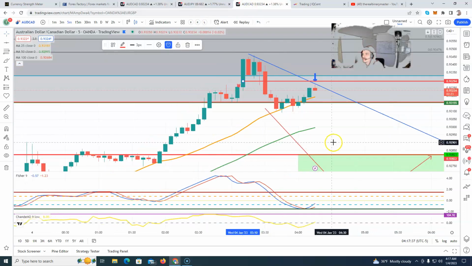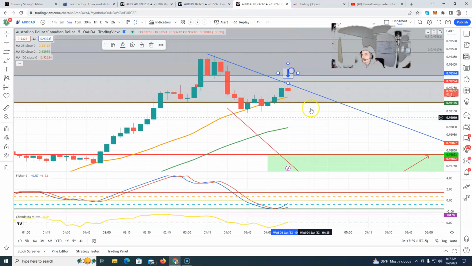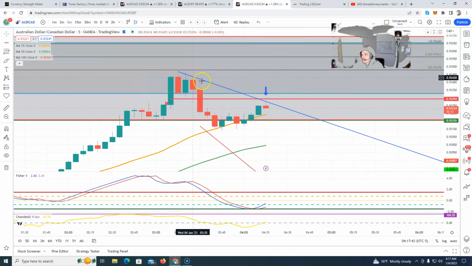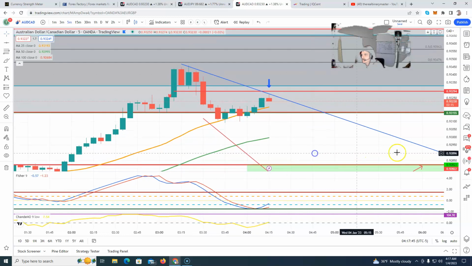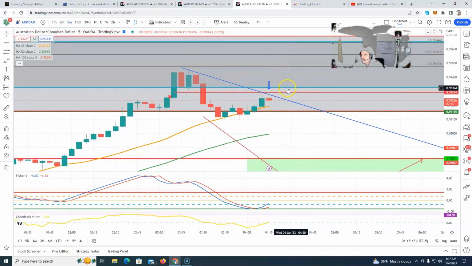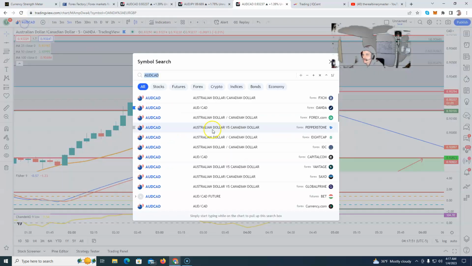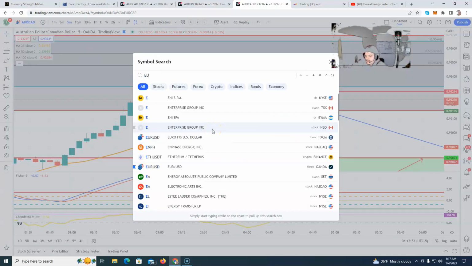Let's take a look at. Here's what we're looking at when it comes to CAD. It looks like it kind of respects this trend. Might not get our full entry up here, but if not, we'll look for another entry. We're going to go ahead and analyze another currency pair. Let's take a look at Euro USD.